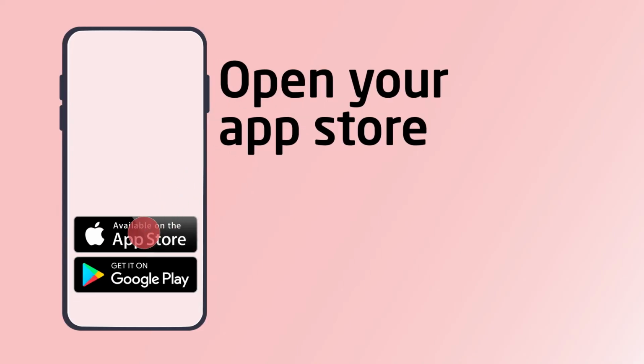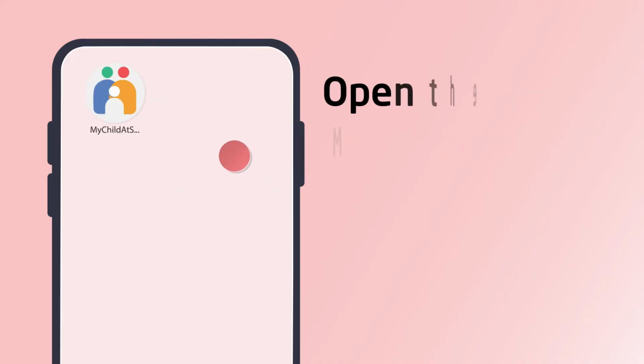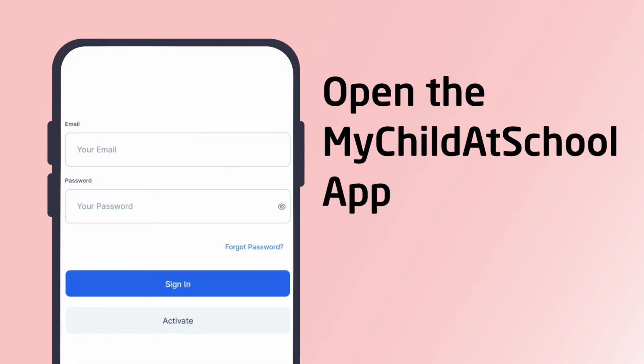First, open your App Store. Then search for MCAS and tap on Install. Now open the My Child at School app and tap on the Activate button.